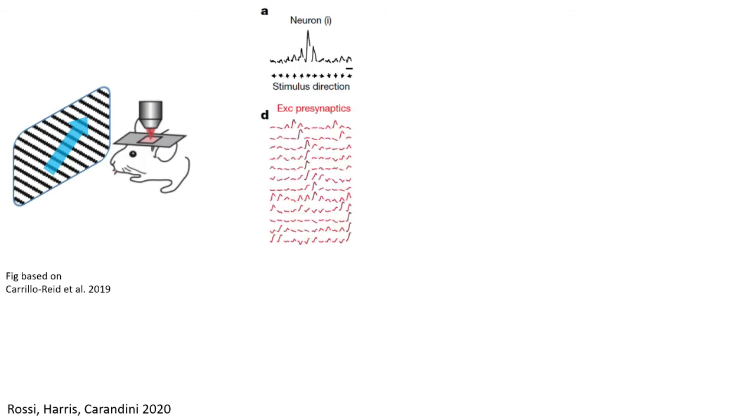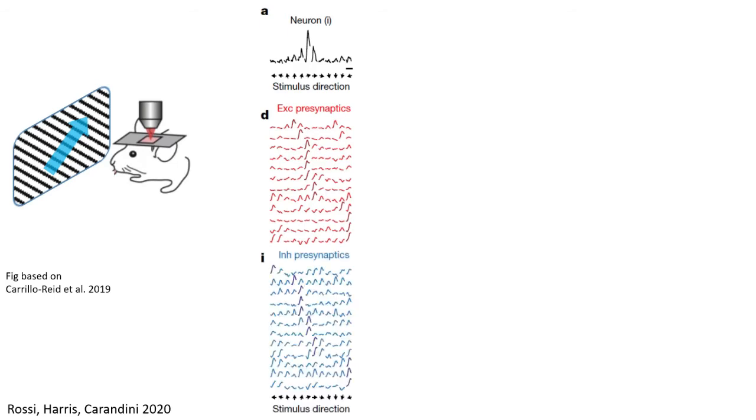They showed the mouse images of moving gratings with different orientations so that they could plot the receptive fields of the target cell, as shown here, all of the excitatory cells presynaptic to that target cell, as shown here, and all of the inhibitory cells presynaptic to that target cell, as shown here.